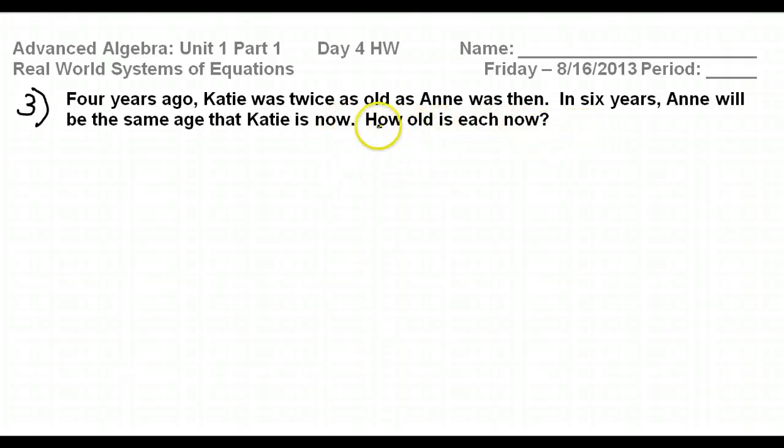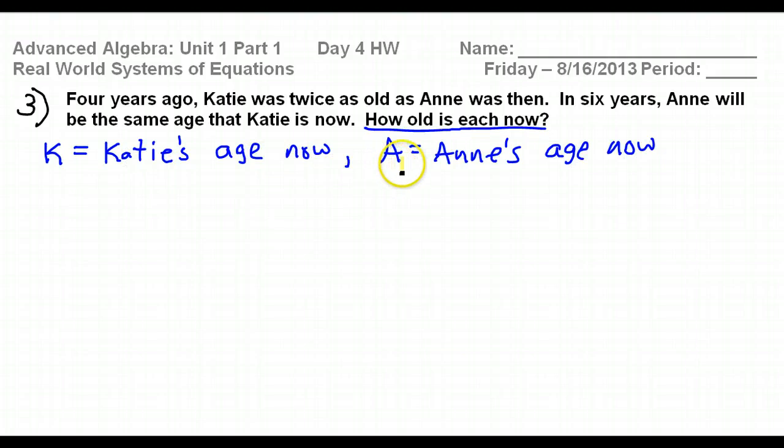So the first thing you have to do is define your variables. This sentence tells you what variables you need. How old is each now? So we're talking about Katie and Anne. So I'm going to define my variables like this. K equals Katie's age now, and A will be Anne's age now. Okay, we need two equations. Let's see if we can pull the first equation from the first sentence.